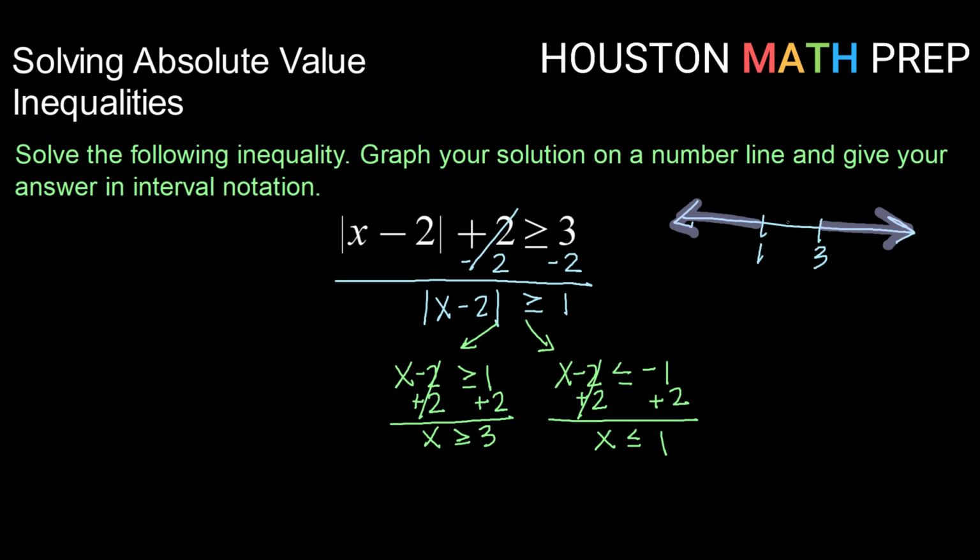Now both of these have that or equal to symbol, so 1 and 3 are both going to get a filled in or closed dot. Because I have non-overlapping intervals, this is an OR type solution. We have 2 regions that our solution can be in. And so using our knowledge of inequalities and interval notation, we can write our solutions as negative infinity to 1, using a bracket, or 3, again using a bracket, up to infinity.